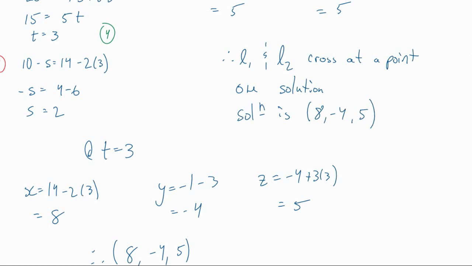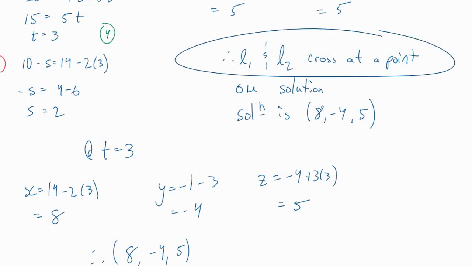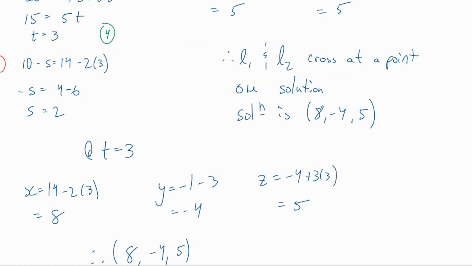There's the one that has all 3 because it's got a solution. They cross at a point. There is one solution. The solution is, in this case, (8, -4, 5). You have to state all 3 of those things. Obviously, if we're saying the solution is that point, that means they cross at a point, but we want to see that statement as well. We want it to be summarized.